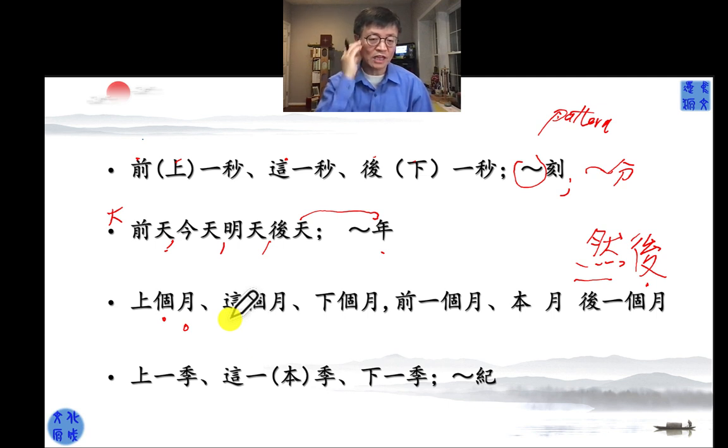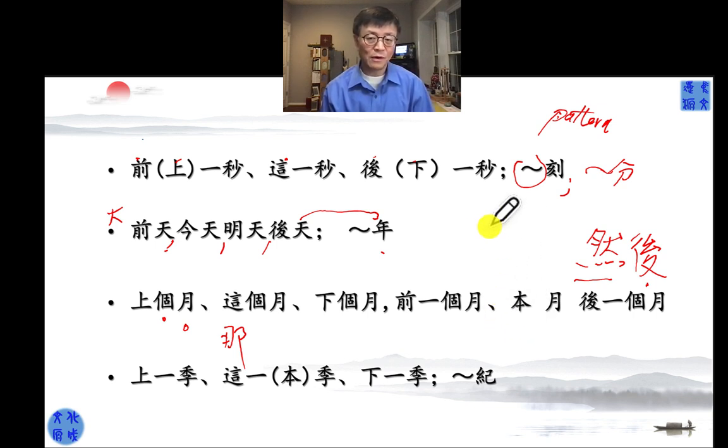这个月 means right this month. 那个月 could be 2 months ago, 3 months ago, so it should be understood in context. Okay? But 这个月 is for sure. 那个月 should be understood in the context of the sentence. Okay? 上个月, 这个月, 下个月, or 前一个月. You can say 这个月, or another way to say it is 本月.